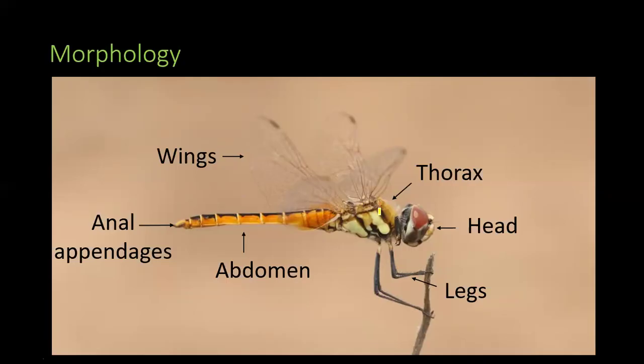Thorax is the main area where all the flight muscles and legs and all the other appendages are attached. So the two pairs of wings and the three pairs of legs and all the muscle structure that controls the movements of wings and legs are inside the thorax. So this is the general structure, general morphology of an adult dragonfly or a damselfly.